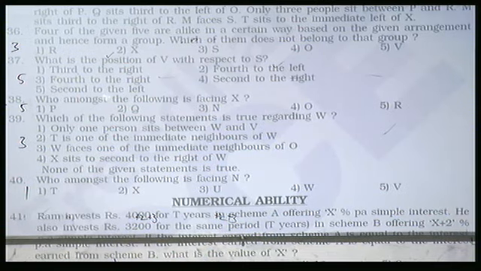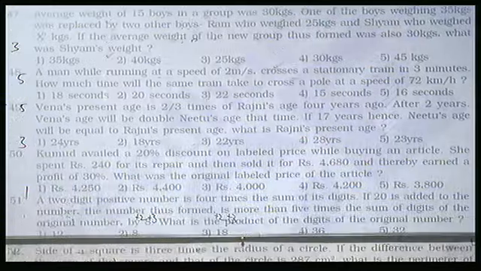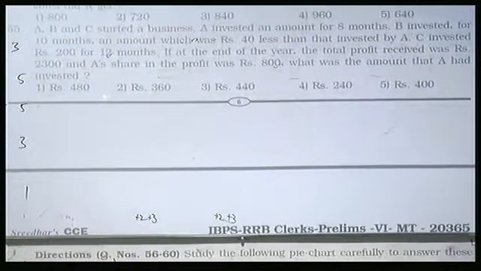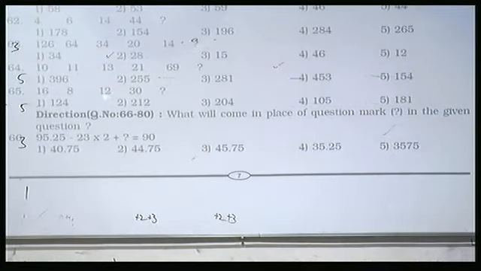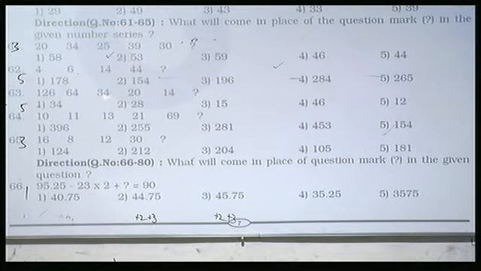Number series. Now question number series 61 to 65. Now in this question number 61 to 65, what is given here? 61. 20, 34, 25.